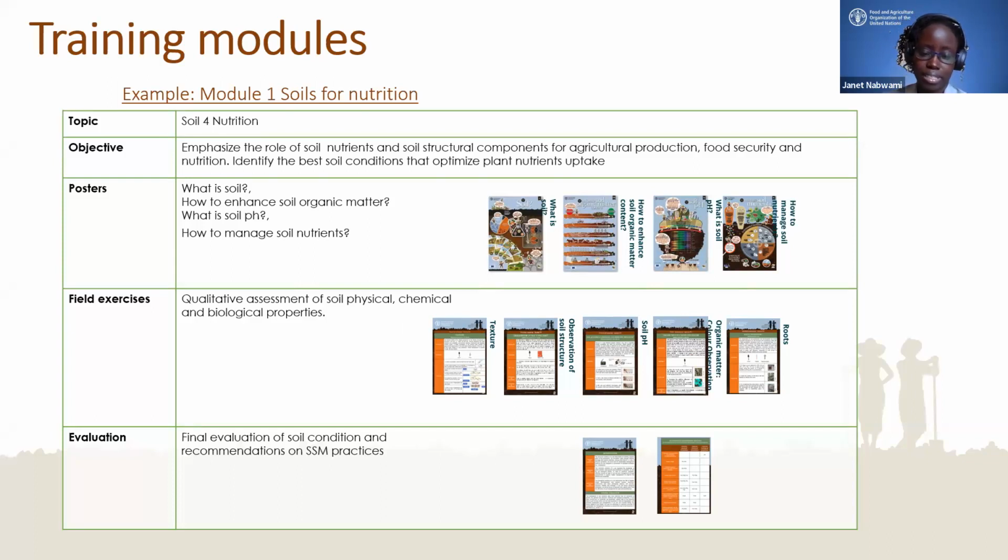And normally these field exercises and the posters, we do them on the farmer's fields. And then later on, we do an evaluation of the soil condition and see how to recommend some practices to them on how to improve their soils. So each training module will consist of the physical, the chemical, and biological properties of the soil. We take care of that too.